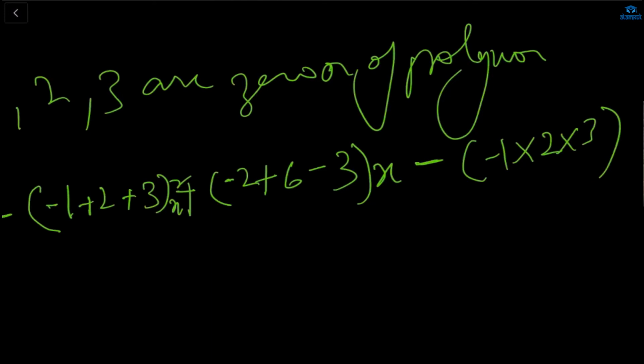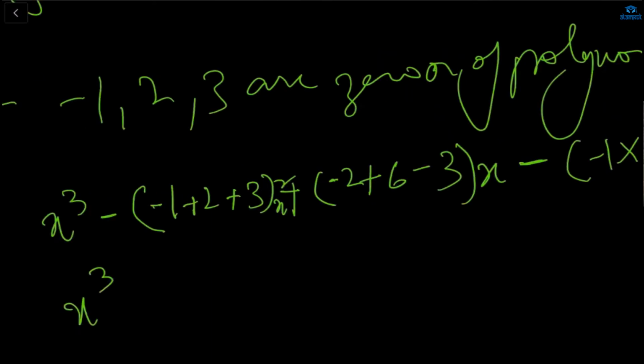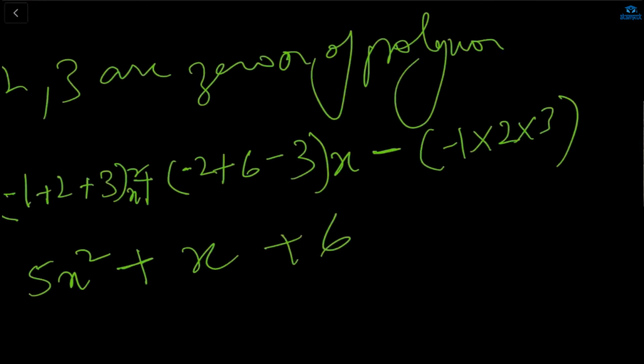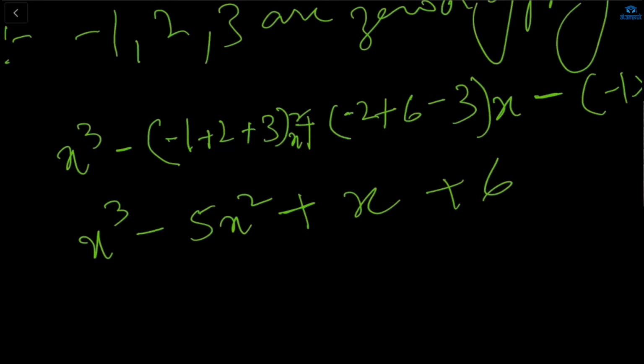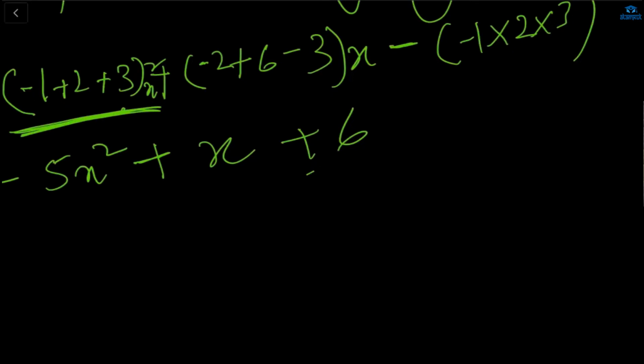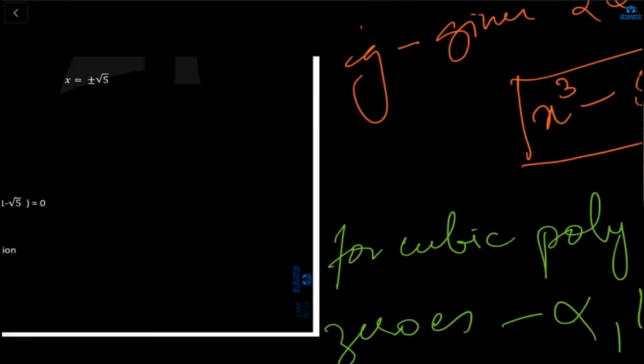So here your final answer will be x cubed minus 5x squared plus x minus 6. So this will be the cubic polynomial. Understood? Here you will be writing the sum of the zeros of the polynomial, then the sum of the product of 2 zeros, and then the product of the zeros. This is how you are going to construct the polynomial from the given zeros.